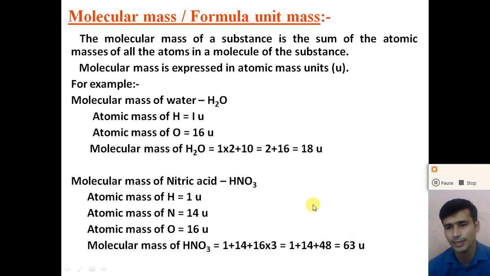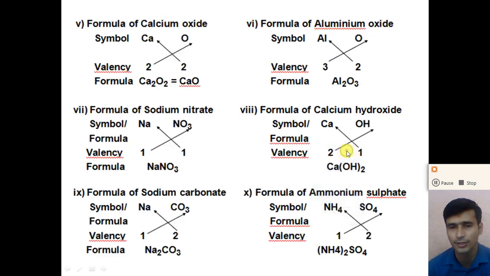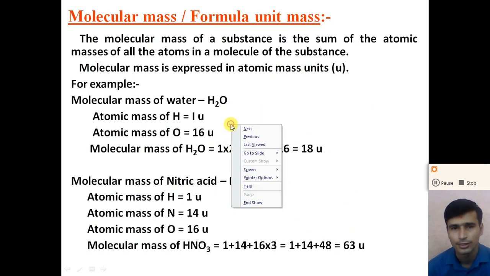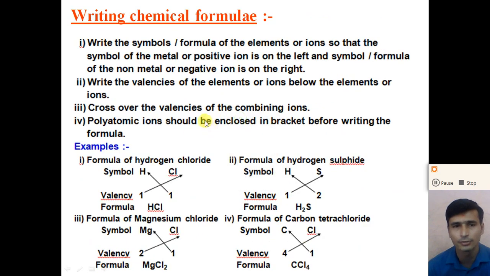So try to find the molecular mass of the previous compounds which we had discussed earlier in this video. Dear student, you must try to find out the molecular mass of all the compounds formed in the chemical formula. So here, calculate the molecular mass of HCl. What is the molecular mass of HCl? Molecular mass of hydrogen chloride, HCl, is equal to the atomic mass of hydrogen plus the atomic mass of chlorine, right?